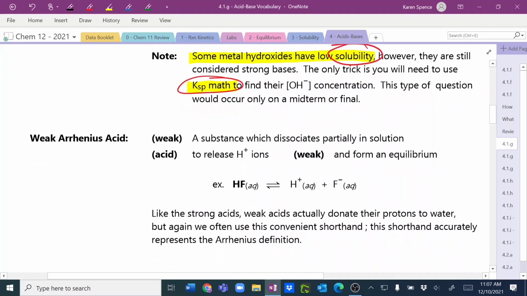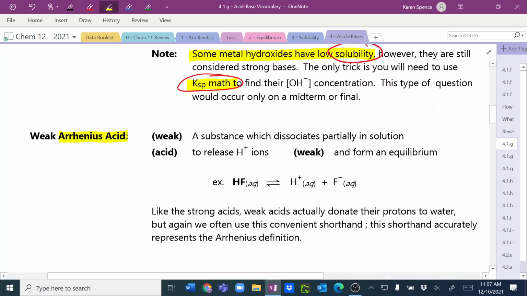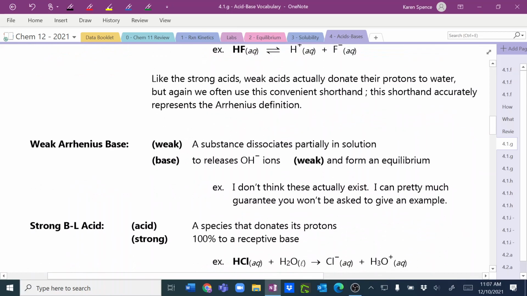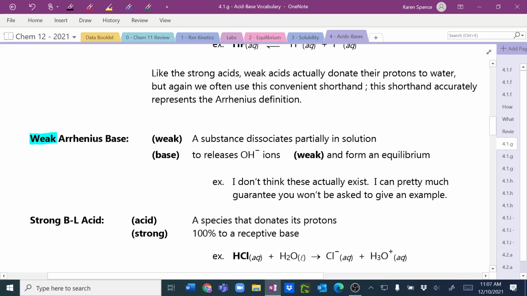A weak Arrhenius acid still means it just releases hydrogen. But if it's weak, it dissociates only partially and it forms an equilibrium. So that's the part of the definition that gets to the weak part. The Arrhenius part is that it releases hydrogen. And similarly, a weak Arrhenius base dissociates only partially to form an equilibrium, but because it is an Arrhenius base, it has that simple, straightforward definition. It just releases hydroxide.